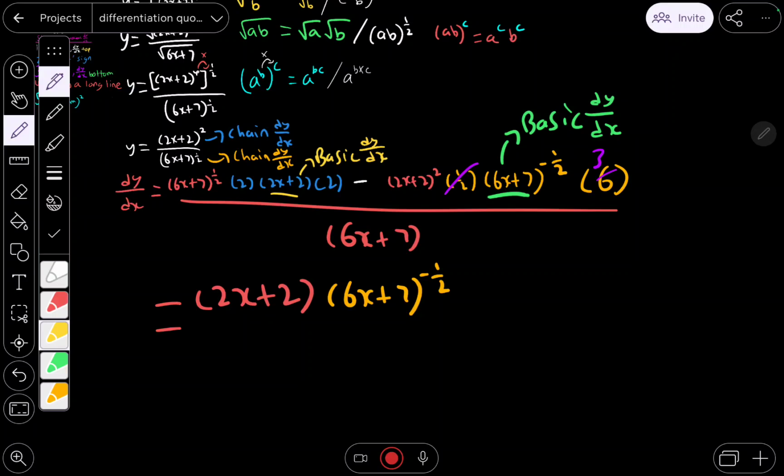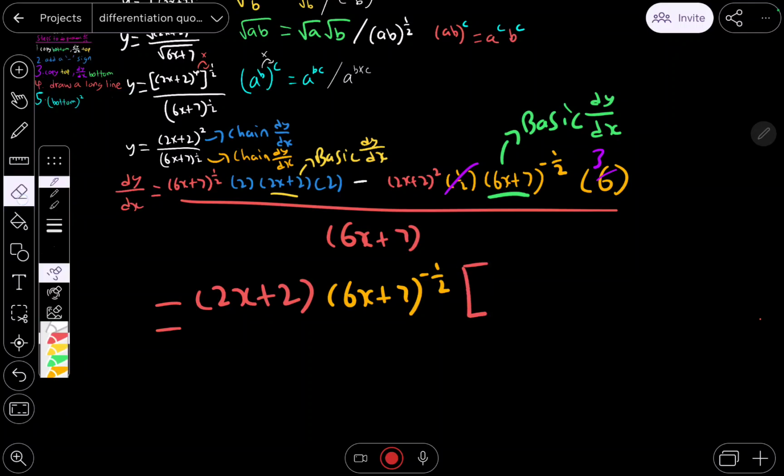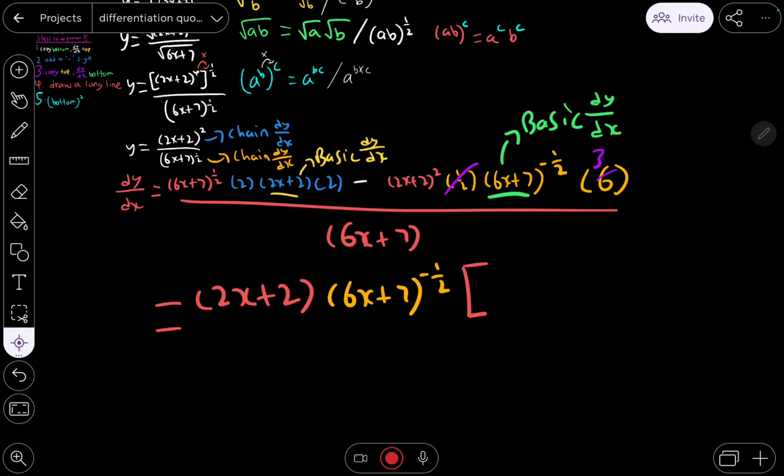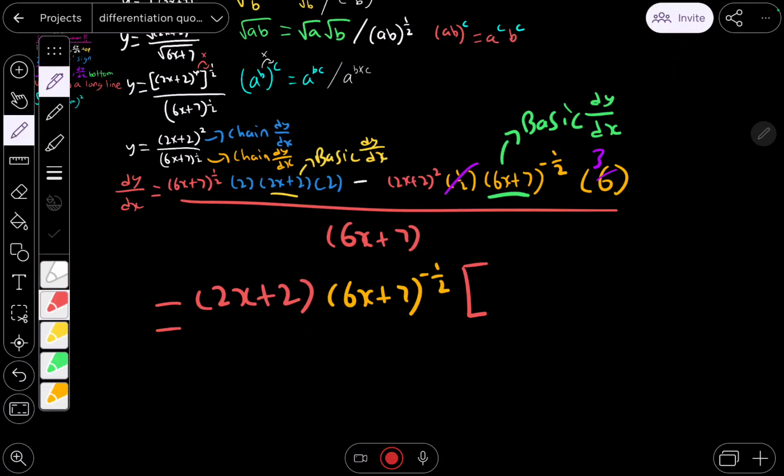Okay, so now are we done? Yes. So let's put our square brackets. What we'll do now is start to add the stuff we are short of. For the first term, 6x plus 7 to the power of negative half, let's do that first. You see, we have a half here and a negative half here, so we need one more set.